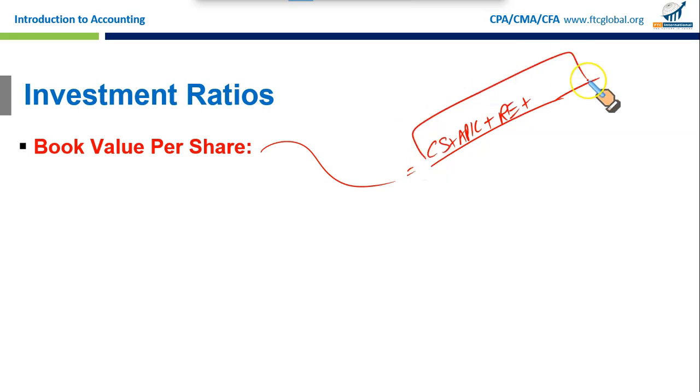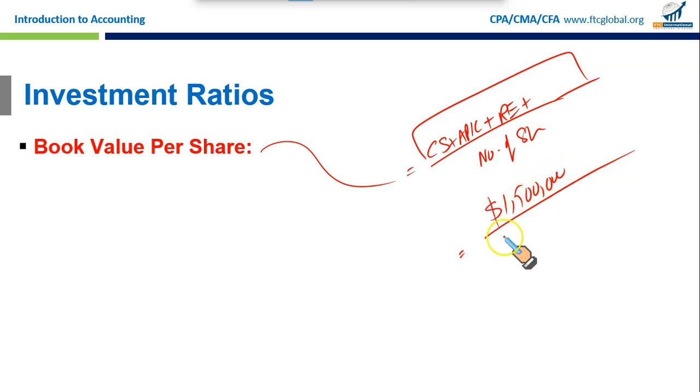Total equity attributable to common stockholders, and you divide it by the number of shares. What does it give me? Let's say my common equity is $1.5 million, and the number of shares outstanding is 500,000. So if the equity is distributed among shareholders, what you get is $3 per share.